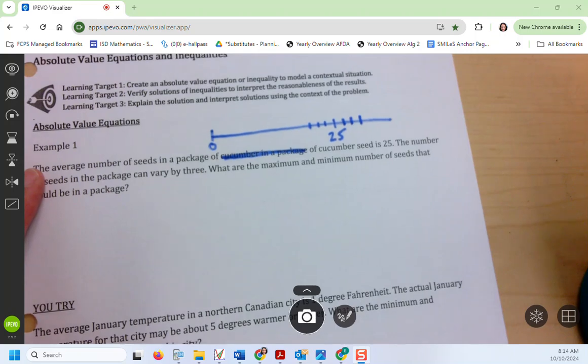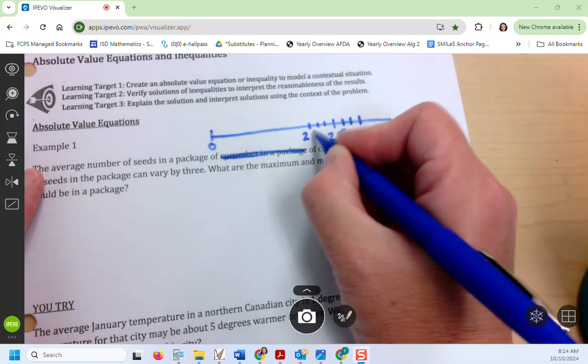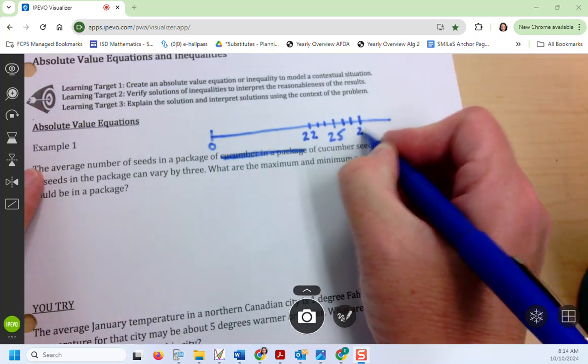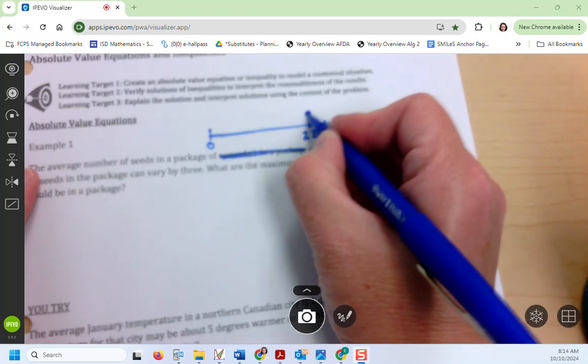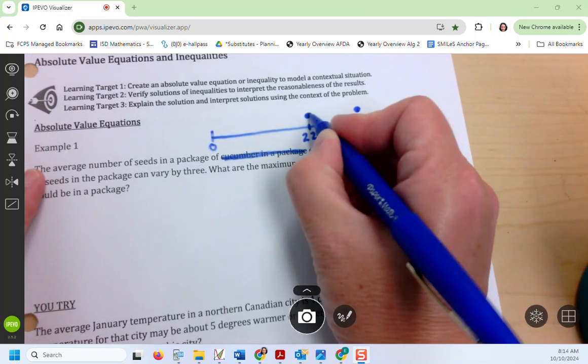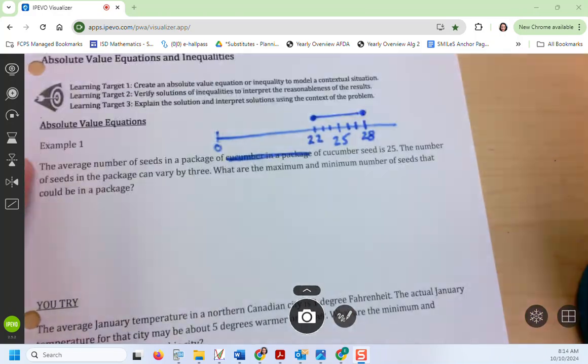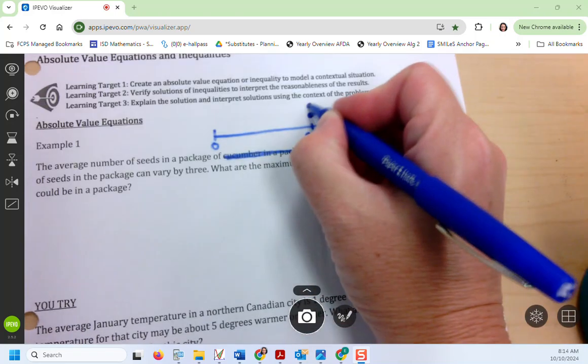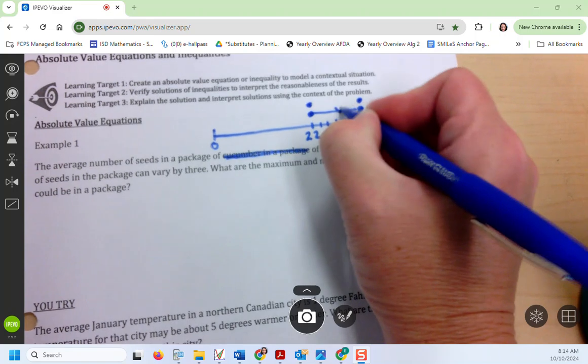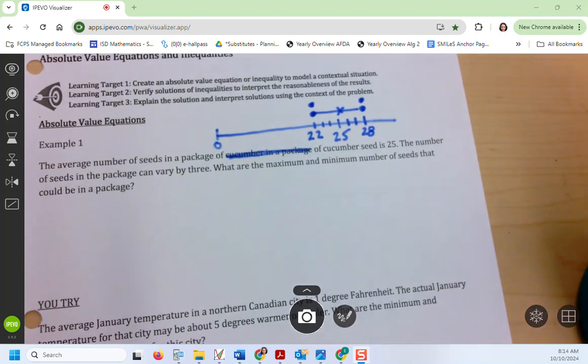So we do know that if this were a second grade problem, our answers would be between 22 and 28, right? Between 22 and 28 seeds. Well, that would be if it was an inequality. It actually just asks the maximum and the minimum, so I'm just going to keep the points. I'm not going to connect them. Okay? So the maximum and the minimum would be 28 and 22. But we need to express this as an absolute value inequality.